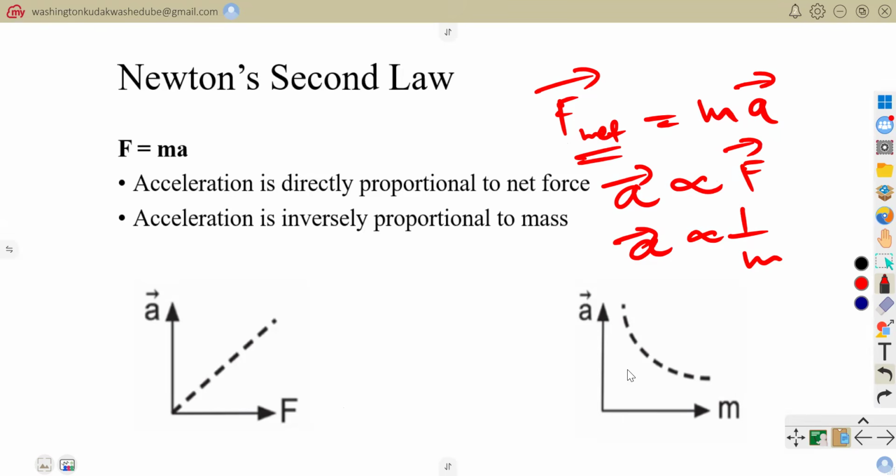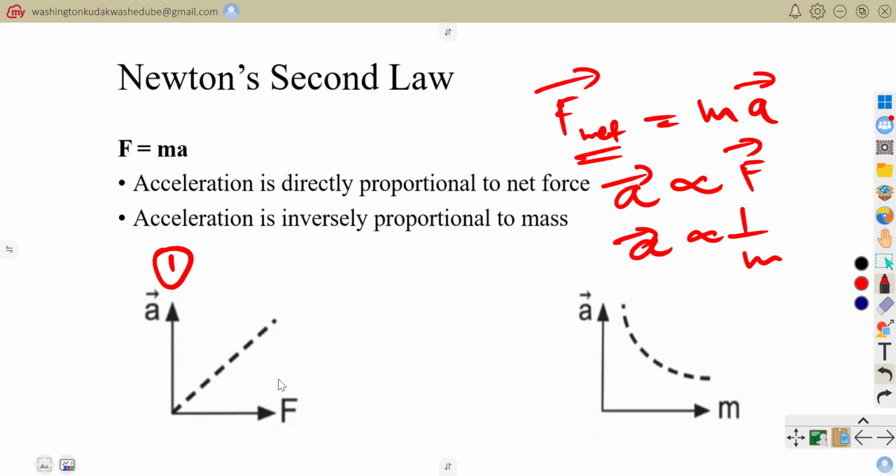So I've got two diagrams here, which are graphs defining Newton's law. The first graph is acceleration against our applied force, where you would see that the force is directly proportional to the acceleration, or else the acceleration is directly proportional to the net force applied.